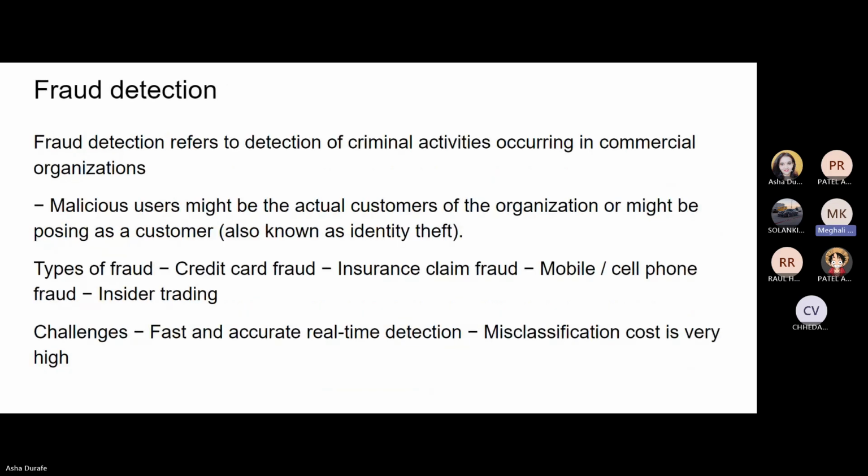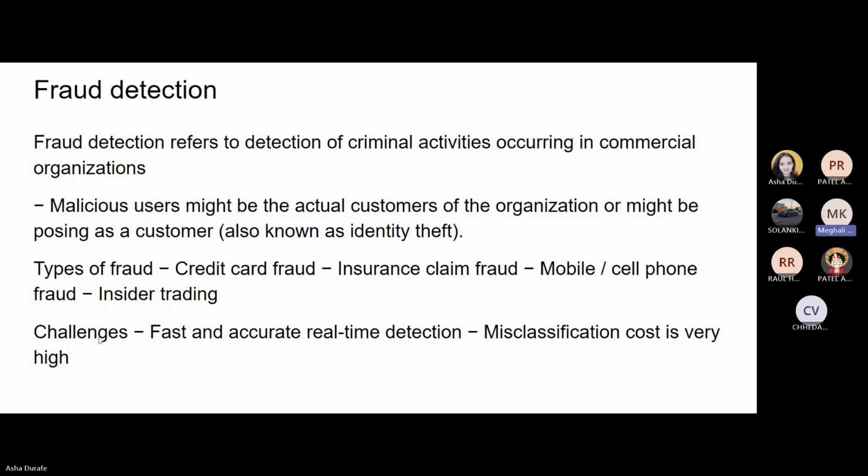Now, fraud detection can also be referred to as one kind of anomaly detection. This refers to detection of criminal activities which are occurring in commercial organizations. So here it is also known as identity theft, that is, the malicious users. They might be the actual customers of the organizations, or they might not be the actual customers and are posing as customers. So they can create types of frauds. You all know it can be a credit card fraud, insurance claim fraud, mobile or cell phone fraud, or insider trading. So all these types of frauds can be there.